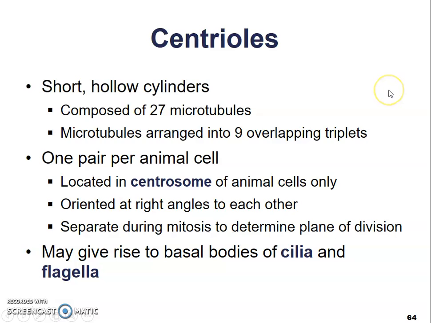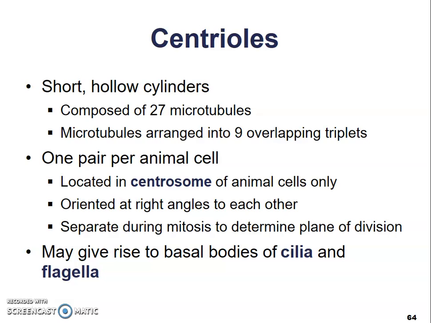Centrioles. They are short, hollow cylinders composed of 27 microtubules that are arranged into 9 overlapping triplets. There is 1 pair of centrioles in each animal cell. And they're located in the centrosome of animal cells only, and they are oriented at right angles to each other. Now this might sound strange, but that's important for the process of mitosis. And they help to determine the plane of division.